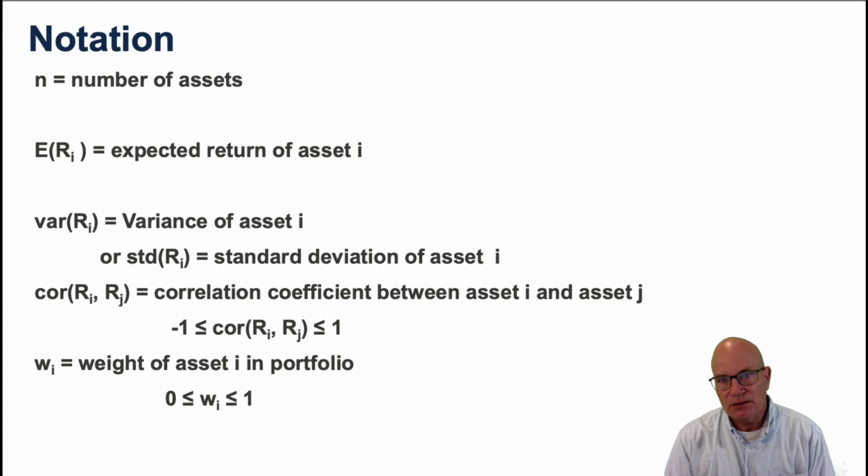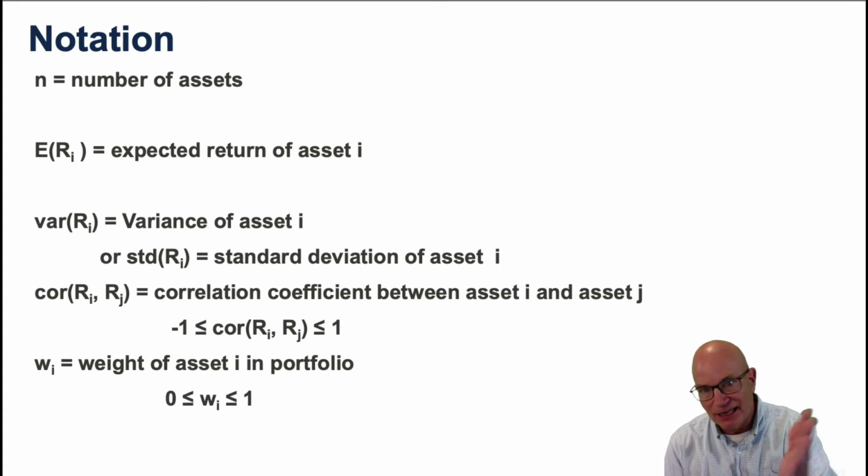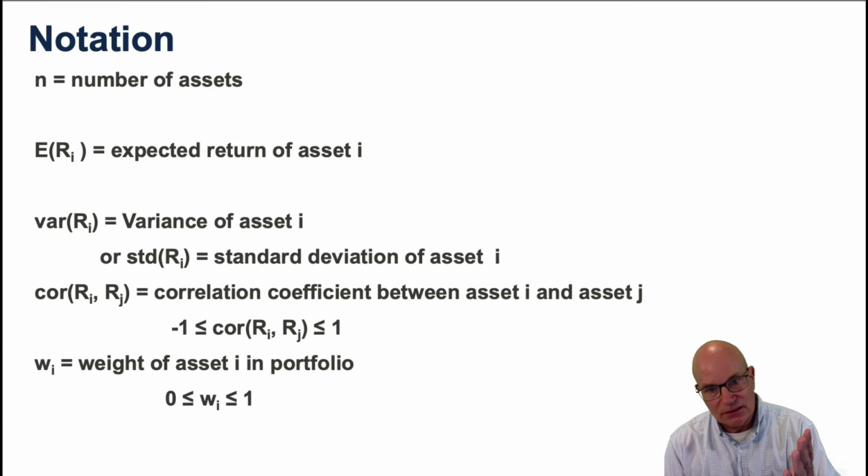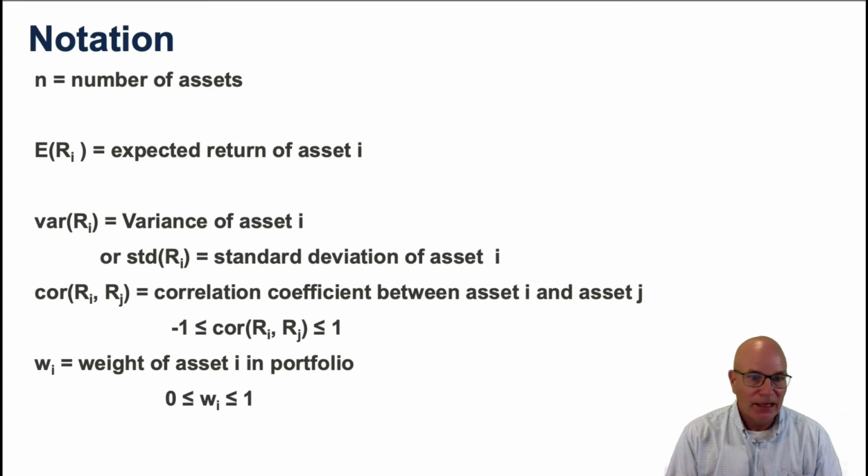Here you see the expected return for each asset. We have I of them. We'll have up to n, so I is the ith one. Variance of the asset or the standard deviation. And we also have to know the correlation between asset I and asset J. And again, that correlation will range from 1 to -1.